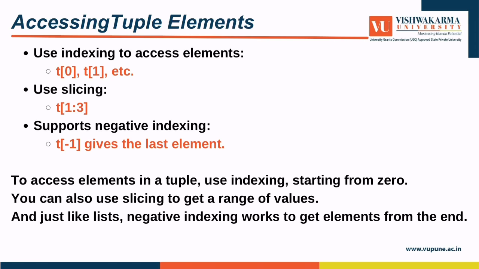Now accessing tuple elements. To access the elements in a tuple, use indexing starting from 0. You can also use slicing to get a range of values, and negative indexing works to get elements from the end. Use indexing to access elements. Use slicing. Use negative indexing to give the last element. This is all about accessing tuple elements.